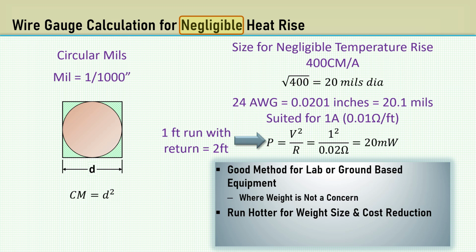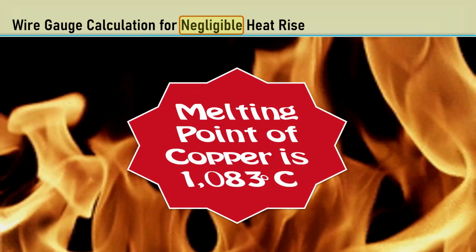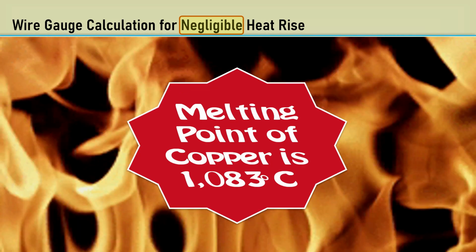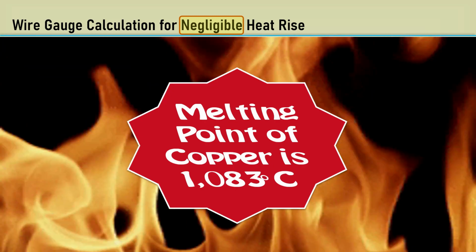This is very prevalent in airborne applications for weight reduction, or automotive applications, or anything where cost reduction is a key. You are limited by the temperature rating of the insulation. The melting point of copper is 1083 degrees C, so you can rest assured the insulation will melt before the copper.